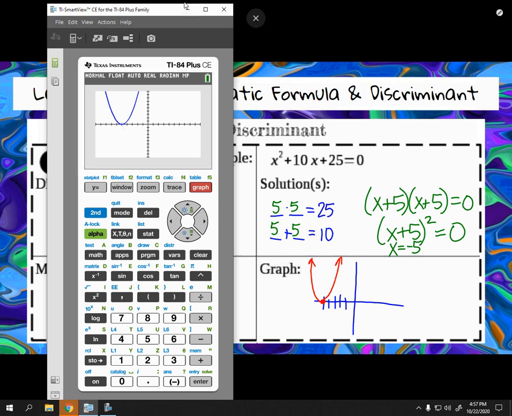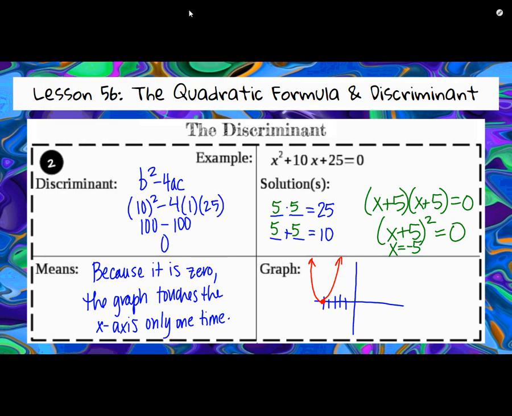Okay, so I'm trying to tie all of this together. The quadratic formula, if you can factor, and the graph should all agree. And if you can't factor, that means that there's probably something special going on with your discriminant.